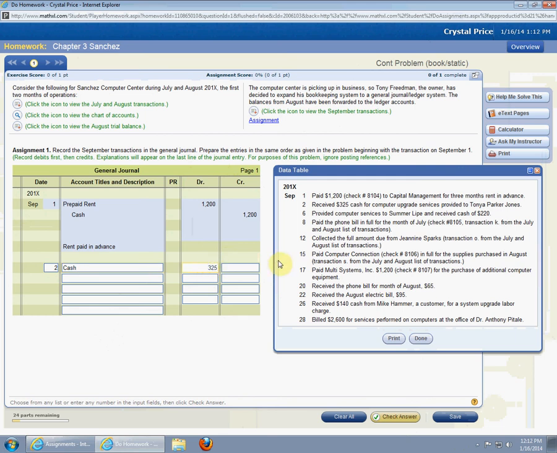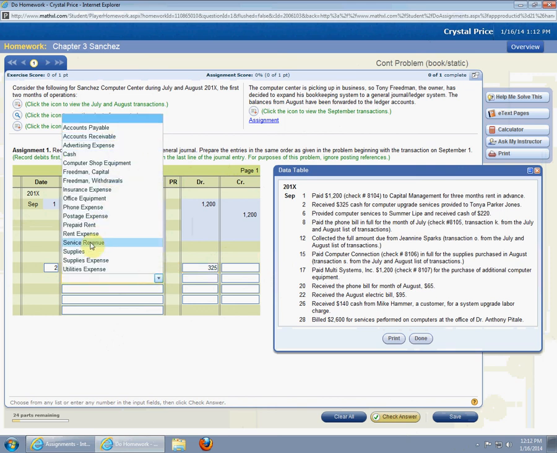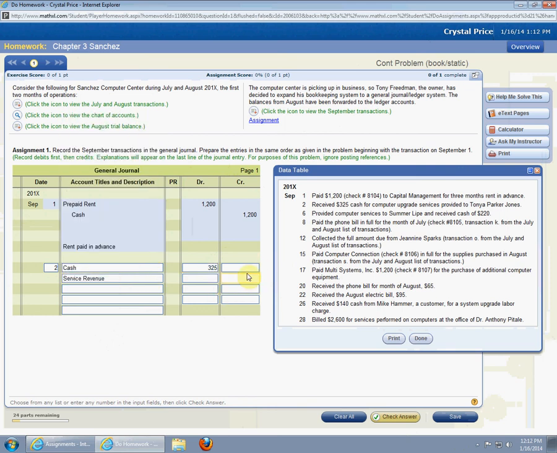Okay, we said our next one was service revenue. What type of account? Revenue. What are you trying to do to it? Increase it or decrease it? Increase it. What's the rule? It's a credit. Credit. One down. Last line, put your explanation.